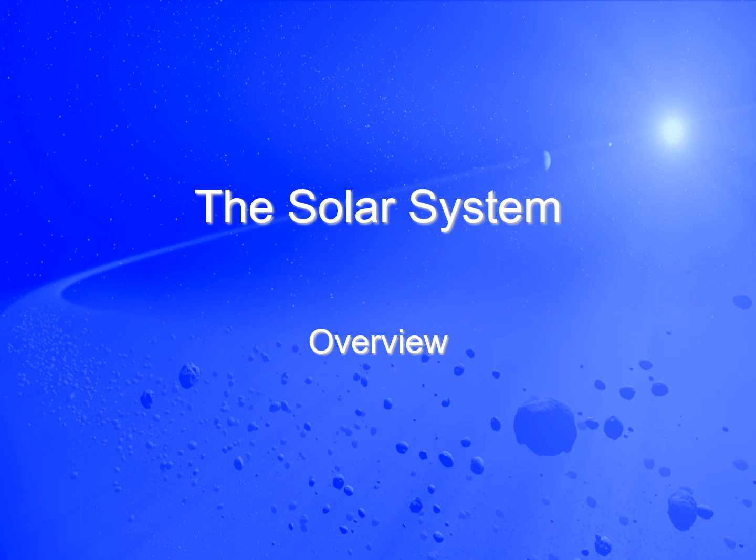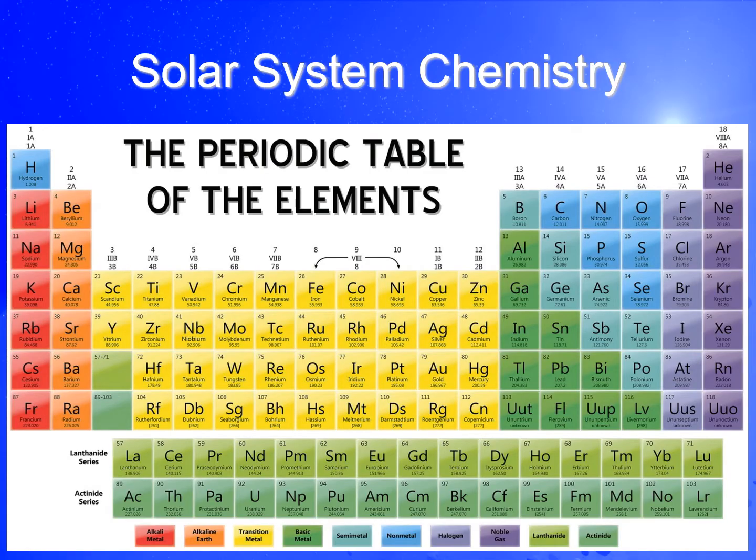So in talking about the solar system and the composition of the solar system, we talk about the chemistry of the solar system, the periodic table of elements. Well, let's explain a little bit about what makes up an element, because hydrogen is kind of famous for being just a proton with an electron orbiting it.